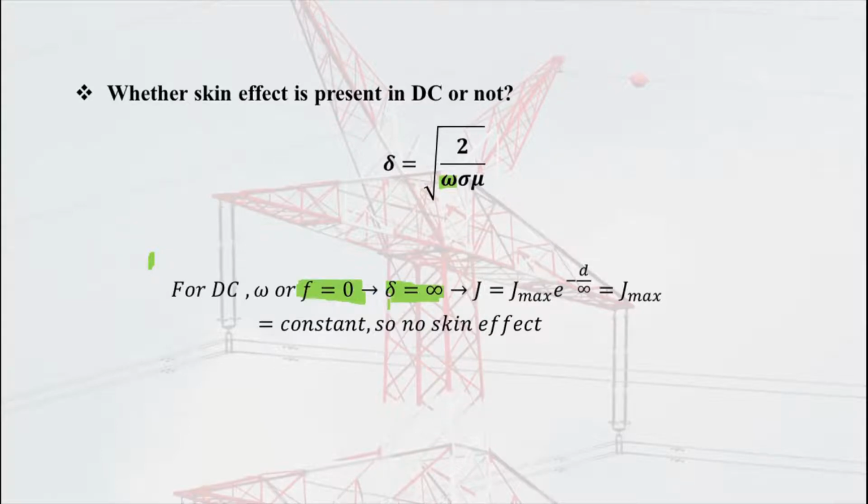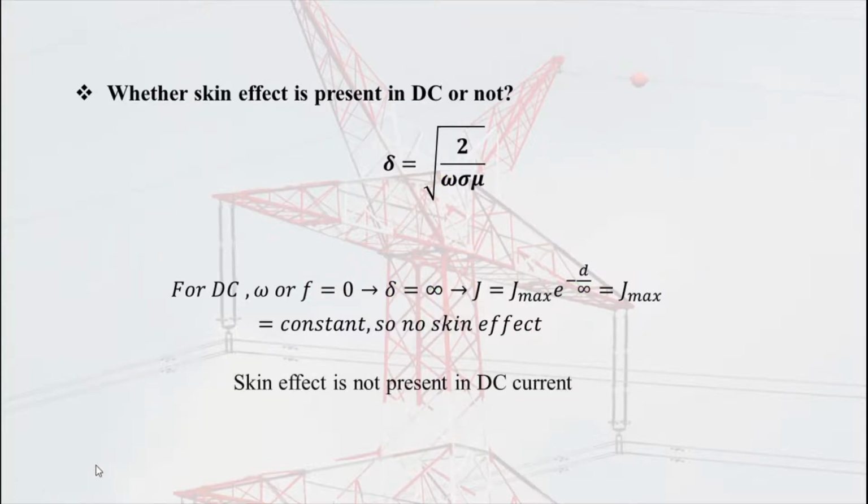I told you an expression in my previous lecture that current density J is equal to J max e to the power minus d by delta. If we put delta equal to infinite in this expression, then we get e to the power 0, and e to the power 0 is equal to 1. So e to the power minus d by delta will be equal to 1. So we get J equal to J max, that is constant. It means current density is constant for a conductor carrying DC current. So there will be no skin effect in case of DC.